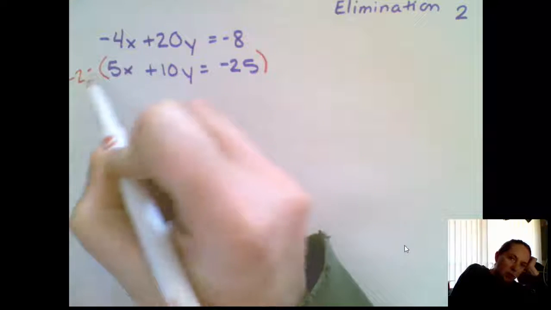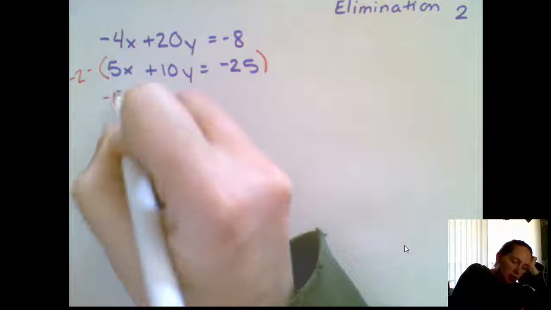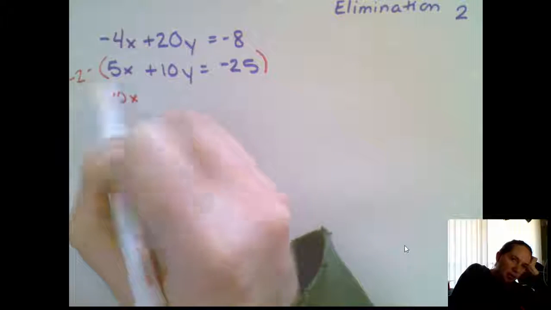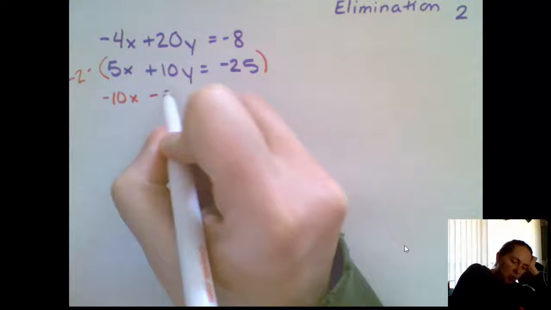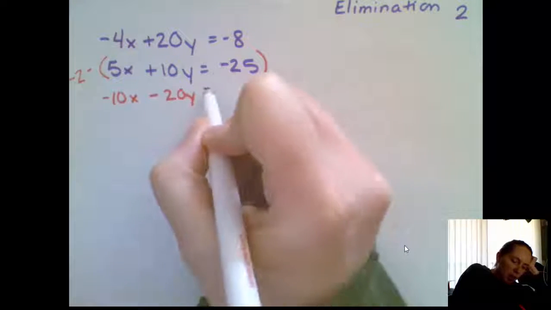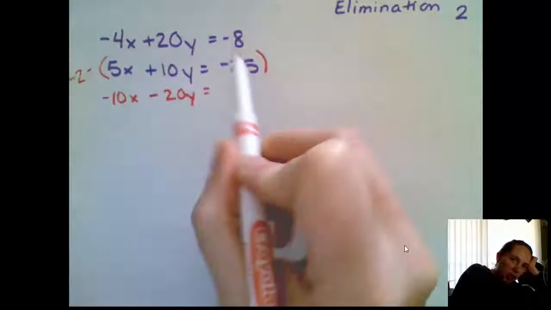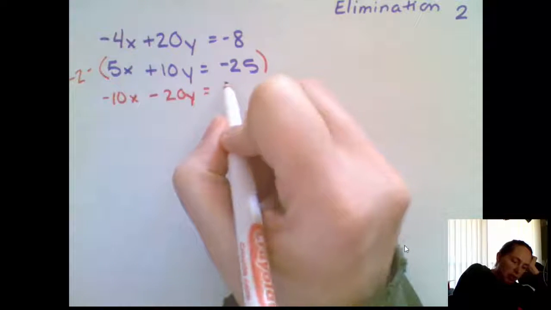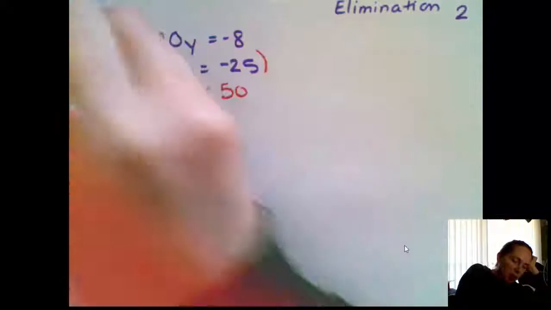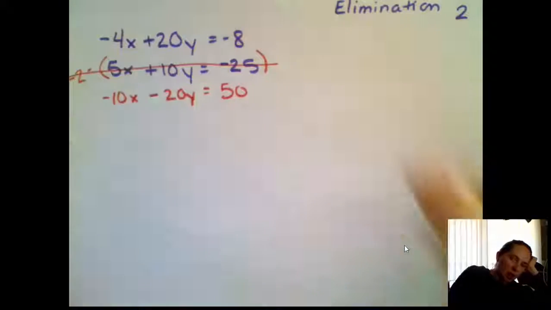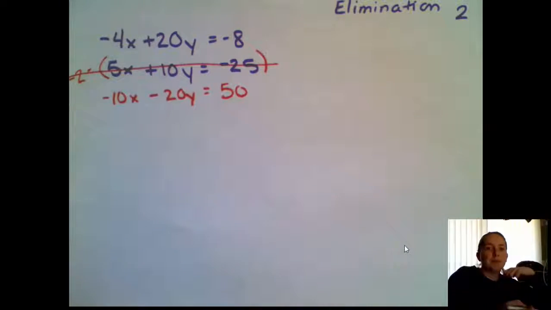So negative 2 times 5x is negative 10x. Negative 2 times 10y is minus 20y. And it equals whatever negative 2 times negative 25 is, and that is 50. I'm going to cross this line out so that I know not to look at it.